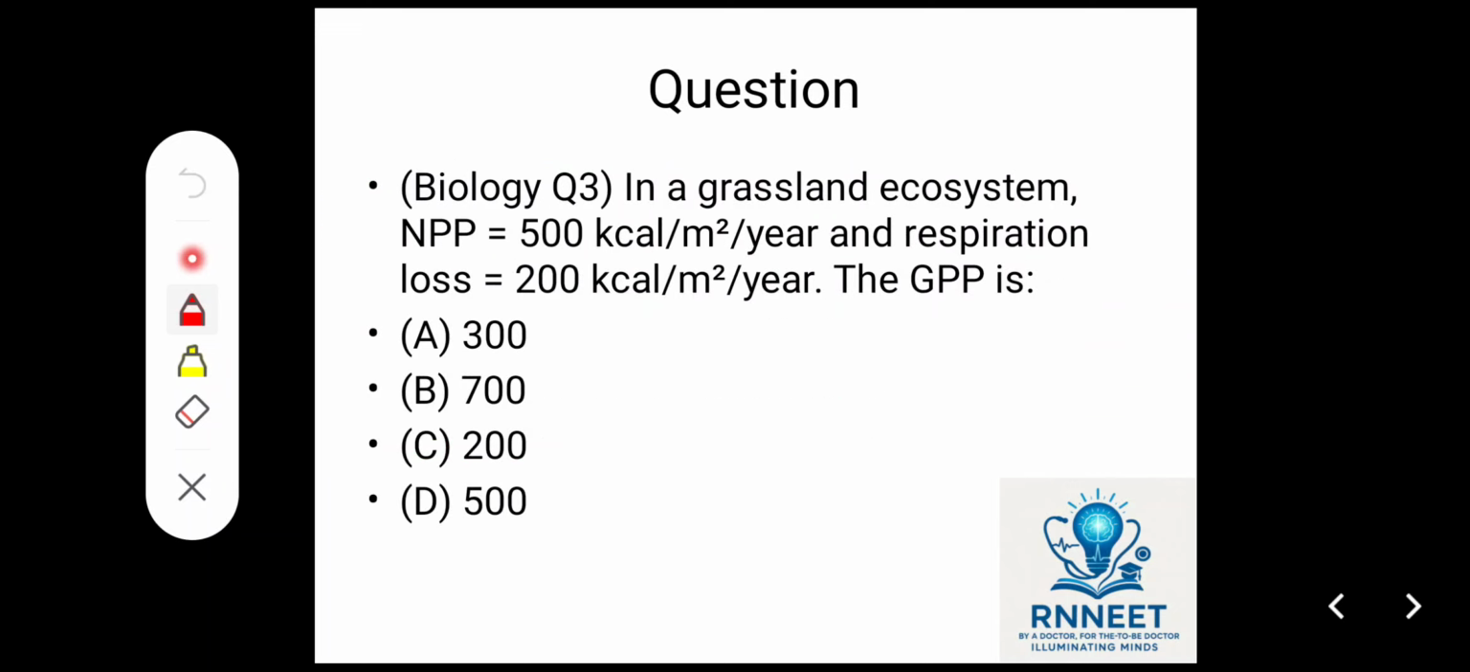Good question. In a grassland ecosystem, the NPP is 500 and the respiration loss is 200. What is the GPP? The question here is about a simple formula that you need to remember. How many of you remember this formula? Put it in the comment section. What is the formula between NPP and GPP? Very many children get confused in this, so we need to remember it.